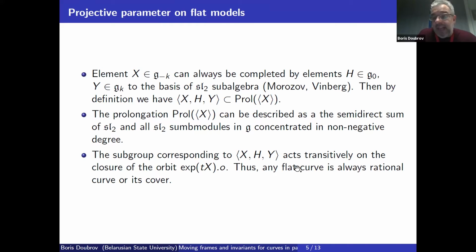And thus, any flat curve or any model curve essentially is always a rational curve or its cover. So it's always so in complex numbers. If you think about complex numbers, this is essentially always P1. And over reals, of course, we should think about projective lines or curves or their covers. But, well, I mean, locally the structure is always like on the projective line.